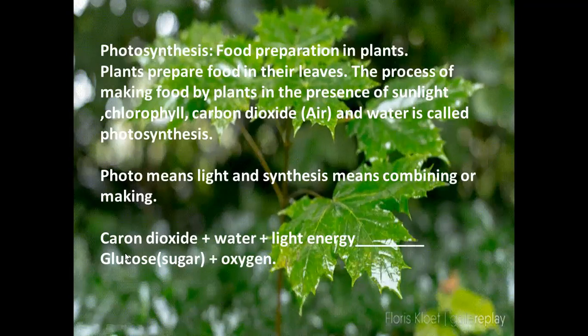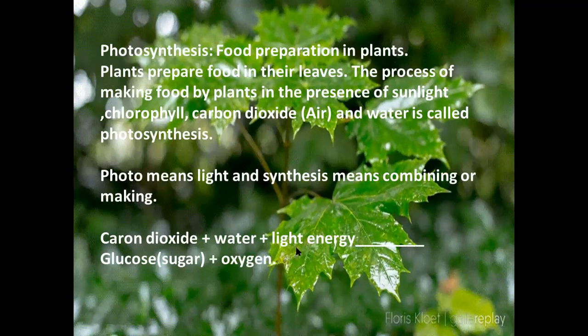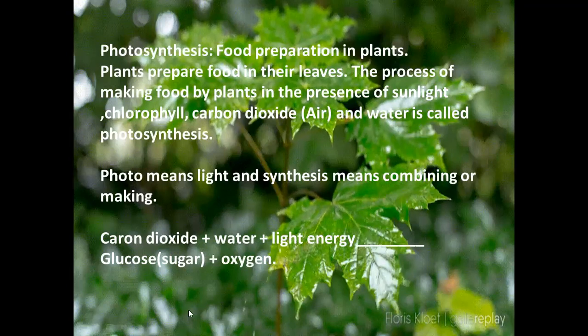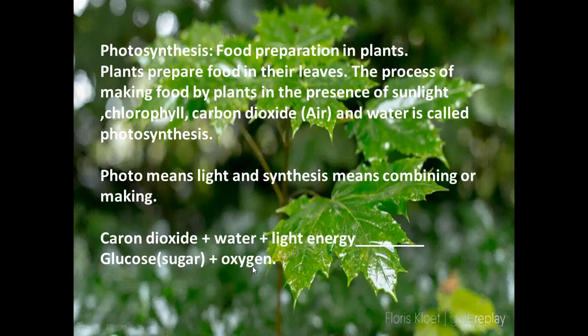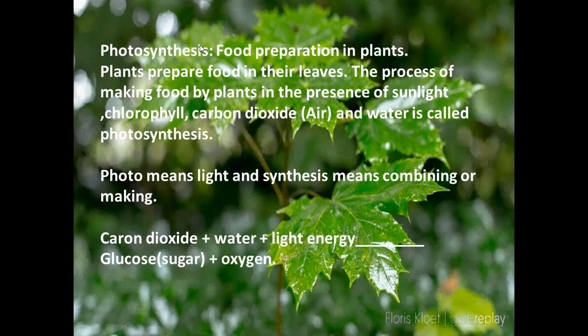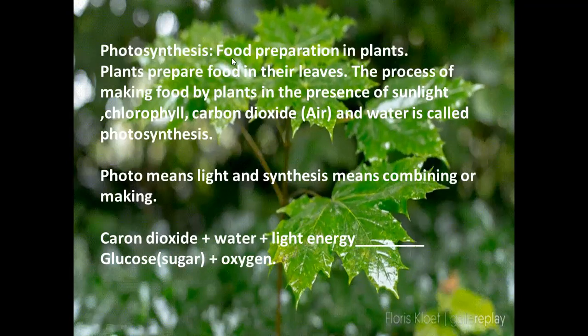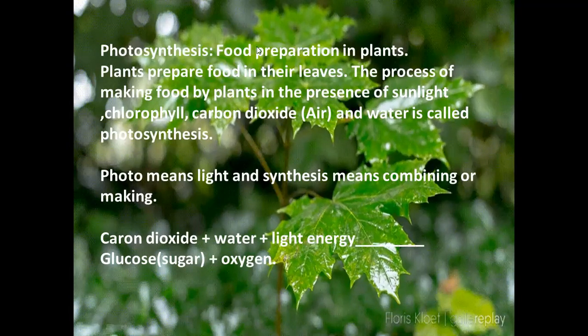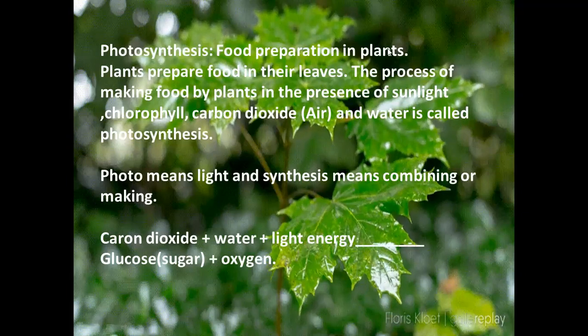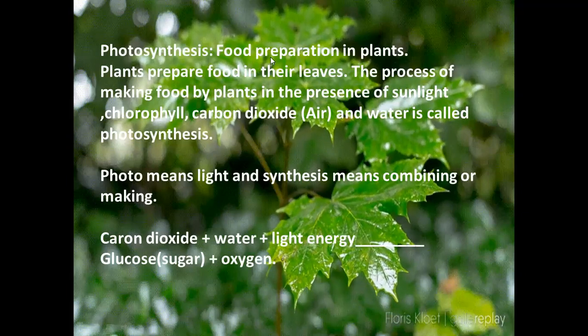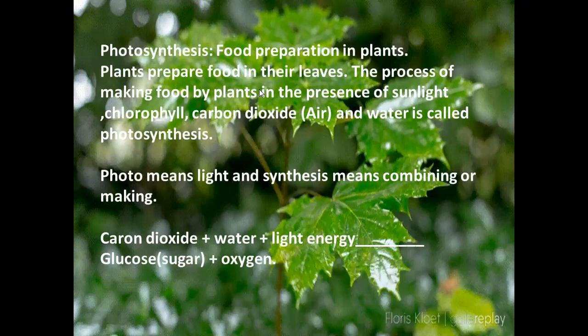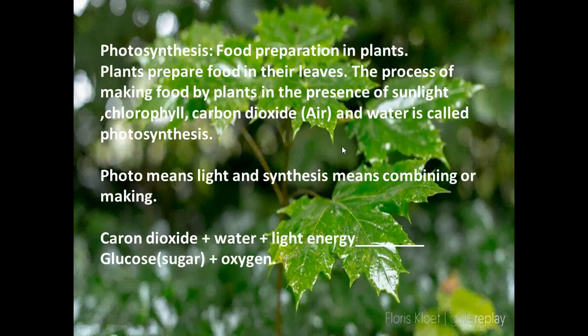What happens? Plants take carbon dioxide, water, and light, sunlight. And what do they give us? Glucose, sugar, and oxygen. Okay. What is photosynthesis? Photosynthesis is food preparation in plants, in the presence of sunlight, carbon dioxide, and water.